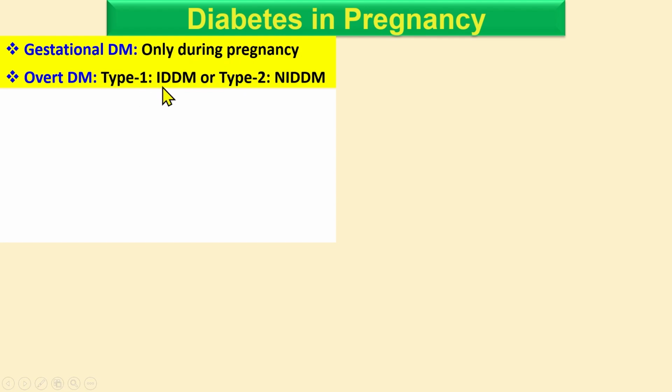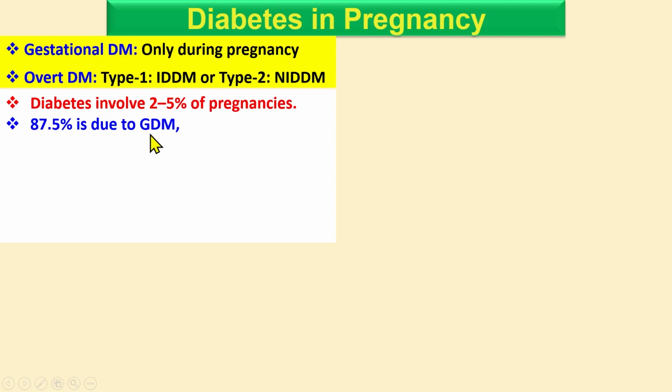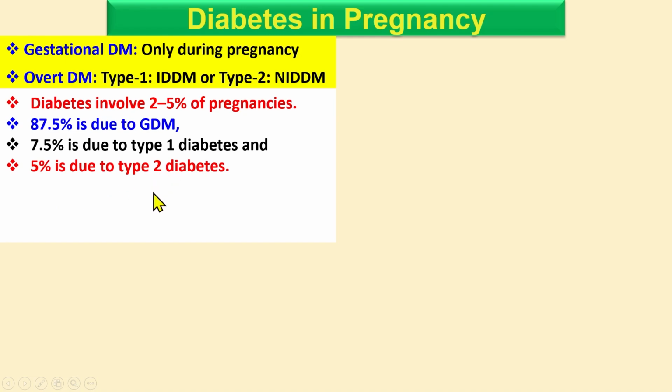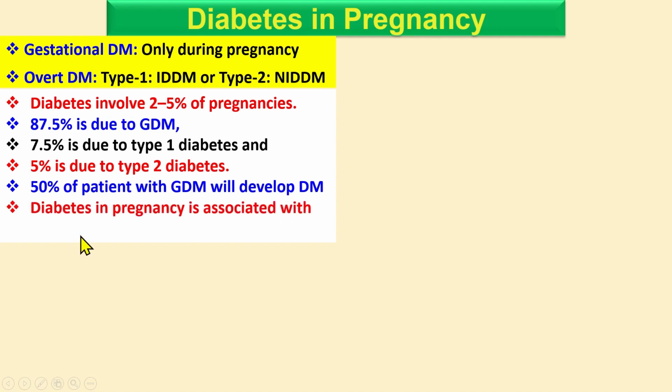So it's either type 1, meaning insulin dependent diabetes mellitus, or non-insulin dependent diabetes mellitus. This occurs in later life, that occurs in early life. Diabetes occurs in 2 to 5% of pregnancies, and 57% are due to gestational diabetes, 7.5% type 1 diabetes, and 5% type 2. If a woman develops gestational diabetes, there is a 50% chance of developing diabetes mellitus after the delivery. Diabetes in pregnancy is an alarming condition, because there are a lot of risks for the woman and a lot of risks for the fetus.